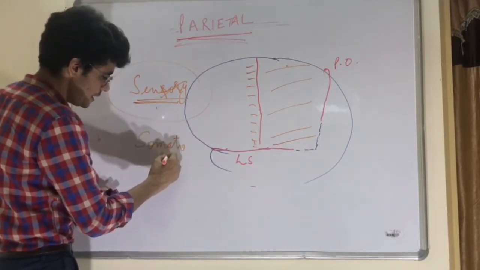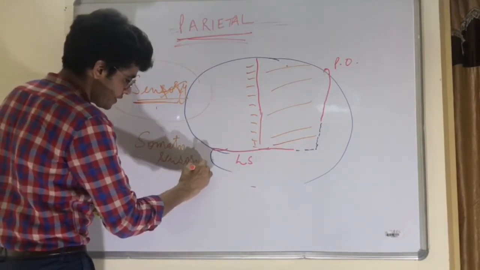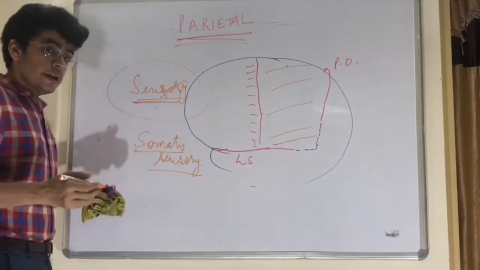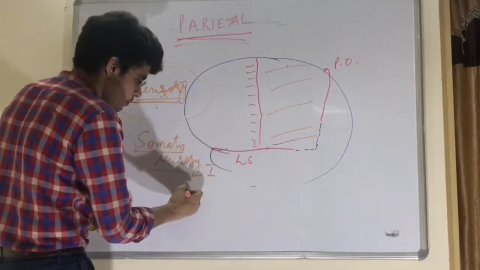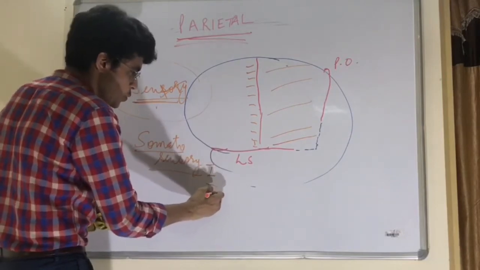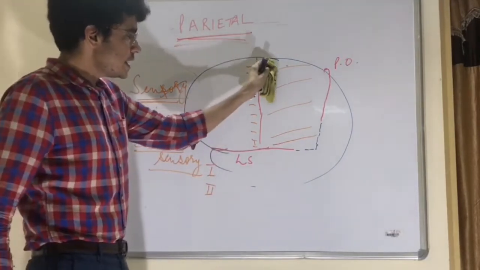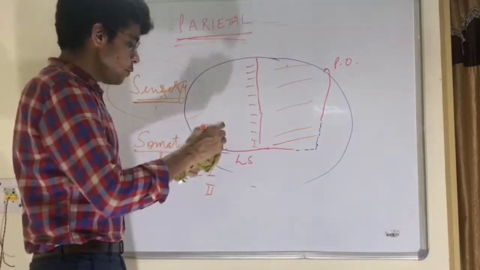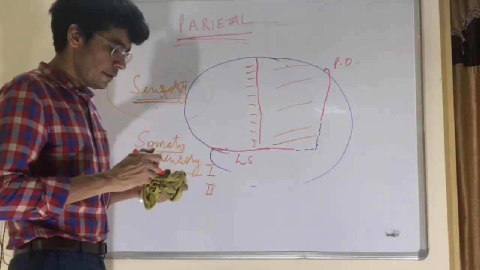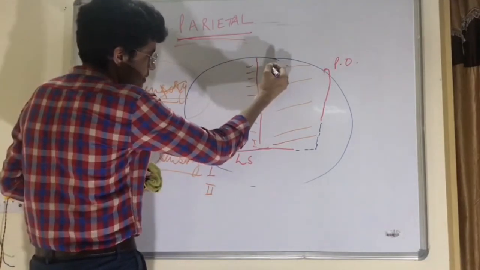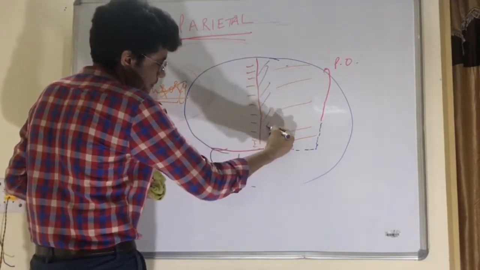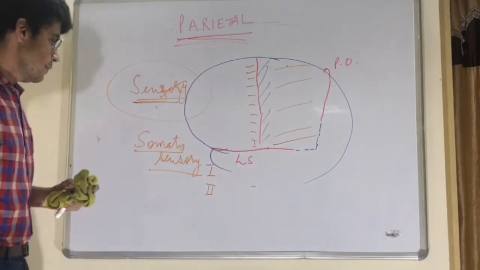Somatosensory area. So this somatosensory area is further of two types. You are aware about this, somatosensory area number 1 and somatosensory area number 2. So these areas are located in the post-central gyrus. Like say, this is the central sulcus. So this area is the post-central gyrus.